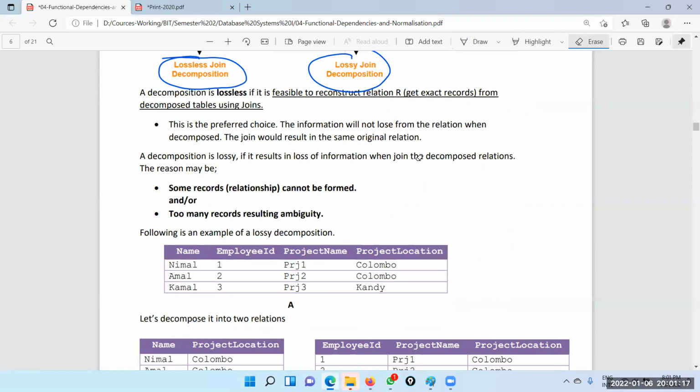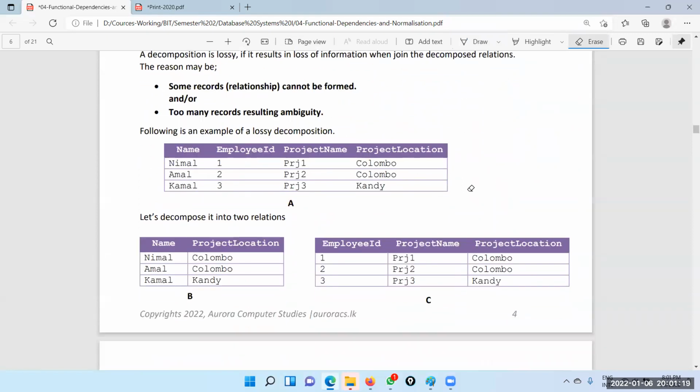So then someone will ask, why do you want to decompose? Right, so that you will understand when we are doing the normalization.